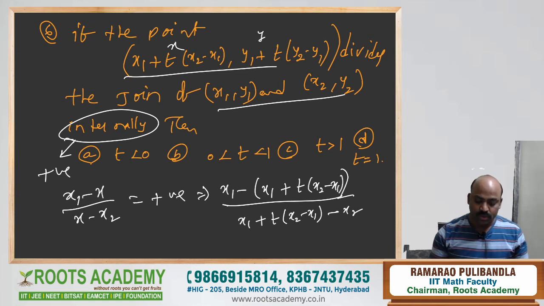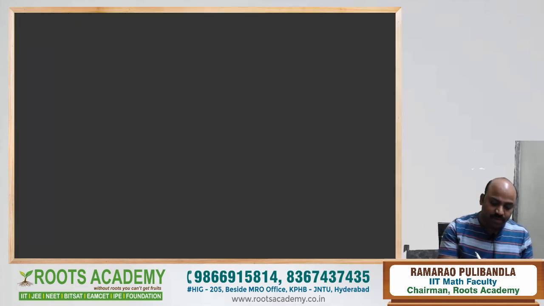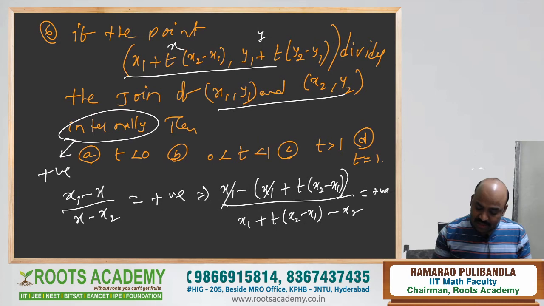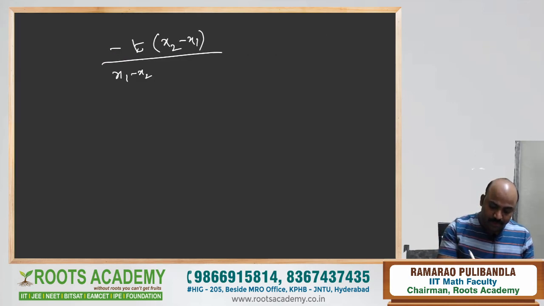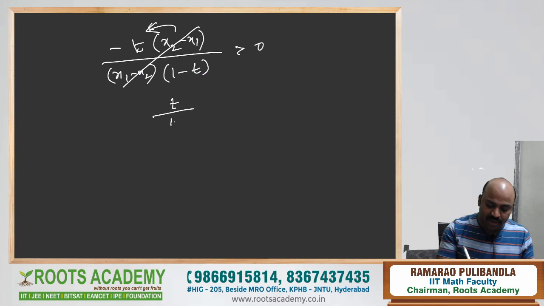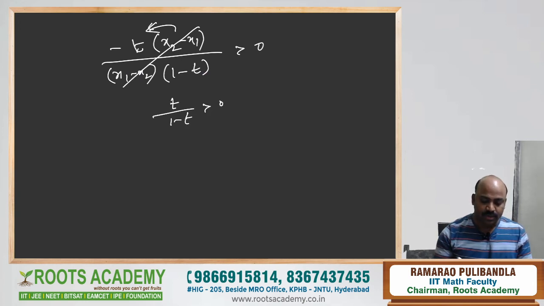This should be positive. So these two cancel. I am simplifying this. I will get minus t of (x2 − x1) by, in the denominator, (x1 − x2). I'm taking it out, so 1 minus t I will get. This is positive, so these two cancel. Now this minus will come inside, so it becomes t by (1 − t) is positive. So take minus common, t by (t − 1) is negative.